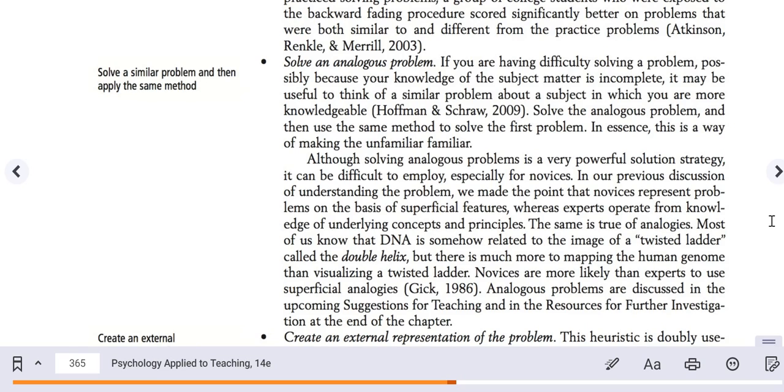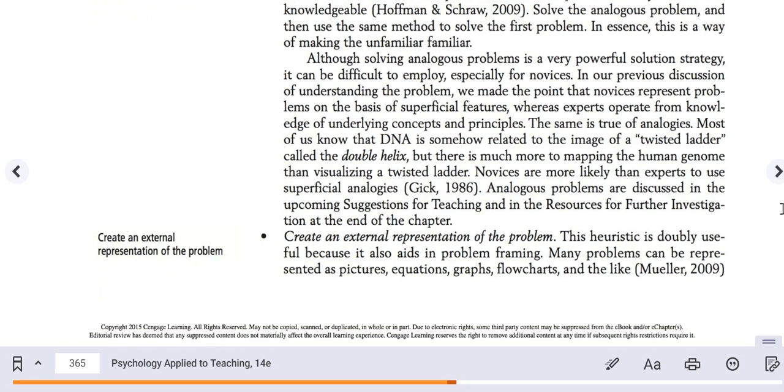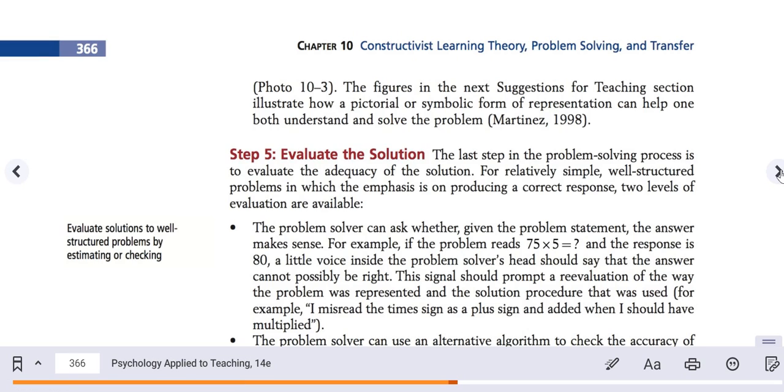Analogous problems are discussed in the upcoming suggestions for teaching and in the resources for further investigation at the end of the chapter. Create an external representation of the problem. This heuristic is doubly useful because it also aids in problem framing. Many problems can be represented as pictures, equations, graphs, flowcharts, and the like. The figures in the next suggestions for teaching section illustrate how a pictorial or symbolic form of representation can help one both understand and solve the problem.